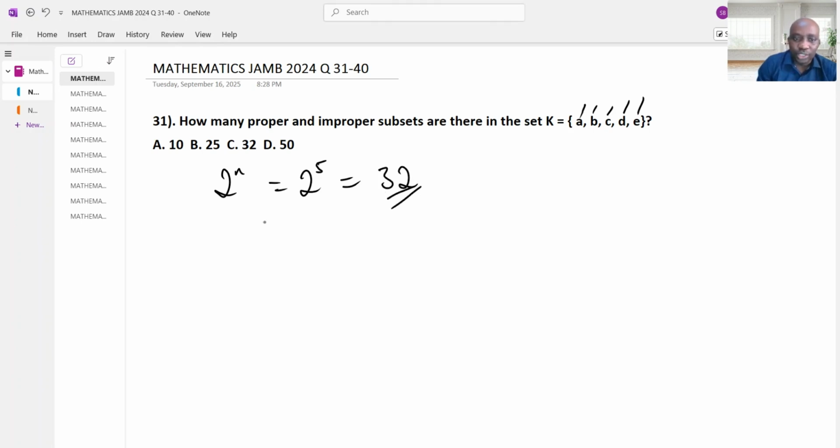32. Our answer is 32. This 2 raised to the power 5 is like 2 times 5 in 5 places. That's how we got our 32. Do you have 32 there? Yes, option C. Our correct answer is option C. Let's move forward to the next question.